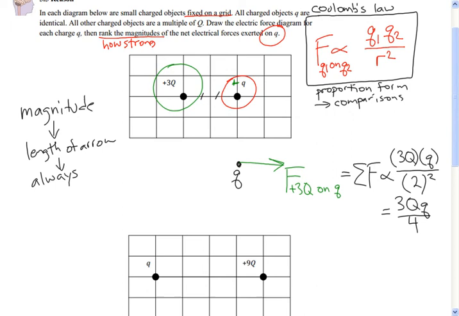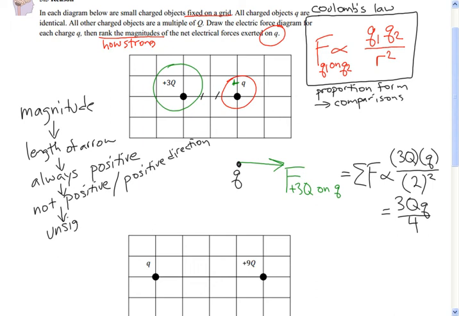Always a positive number, but that does not mean a positive charge. It does not mean positive direction, whatever that is. It's just an amount. So really, it doesn't have any sign at all.